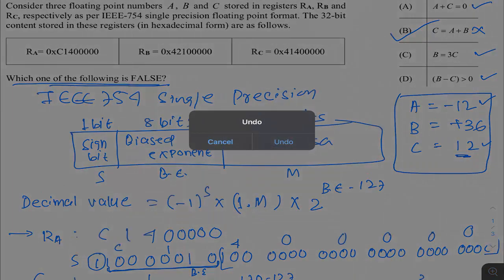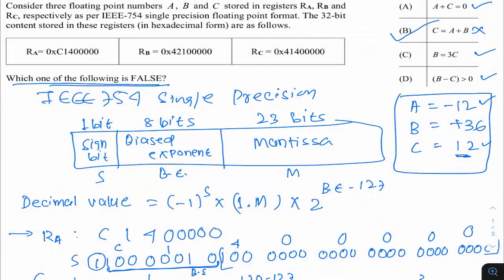To answer this, somebody should know how to find the decimal value of the IEEE 754 format. If you do that, then you can get these values and the corresponding option. So the answer is option B for this.